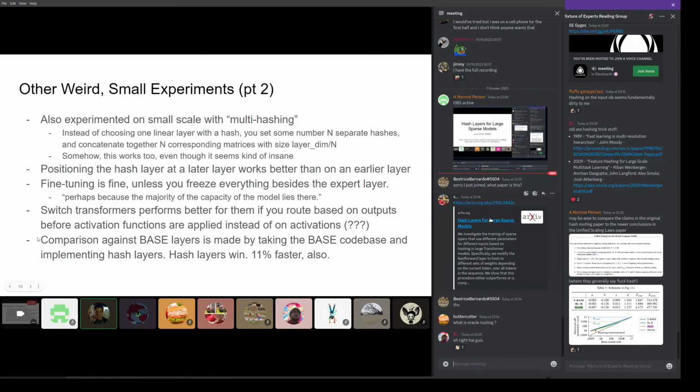The base layer comparison, they say it wins. Their base layer comparison tells you almost nothing because it's barely mentioned in the paper, unfortunately.